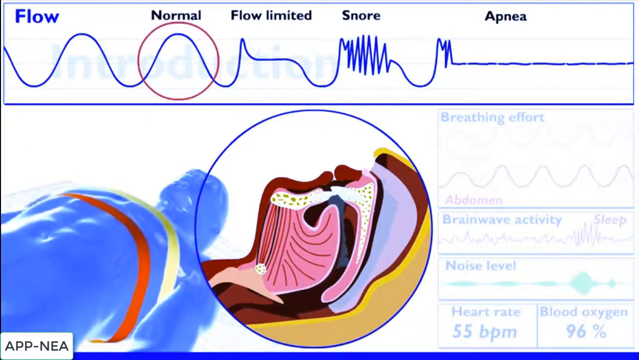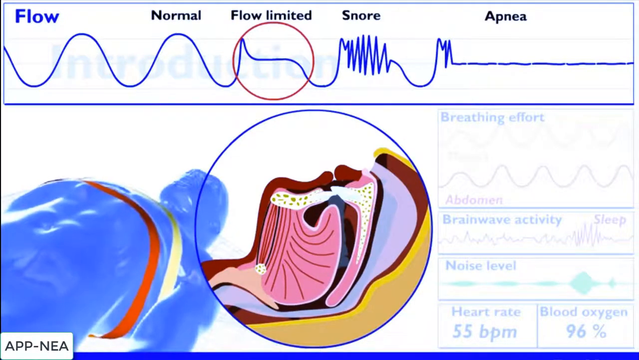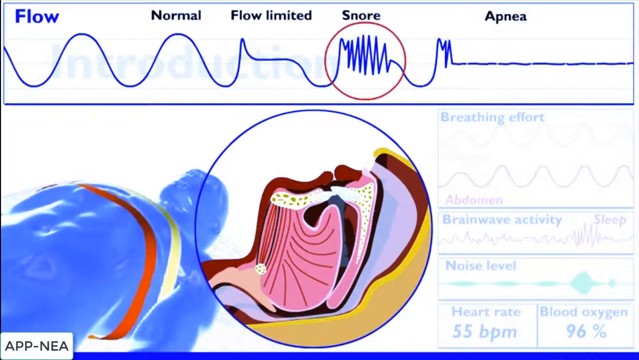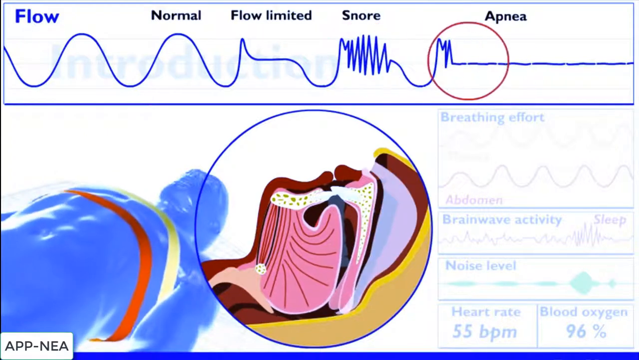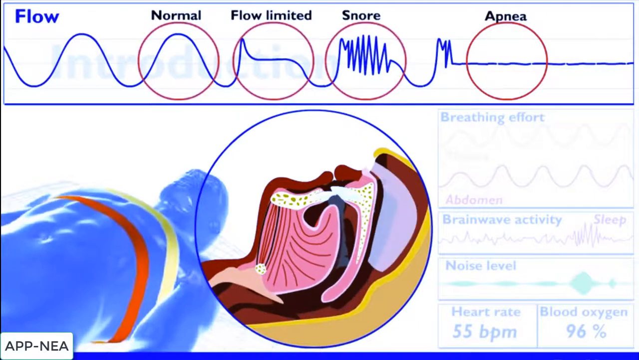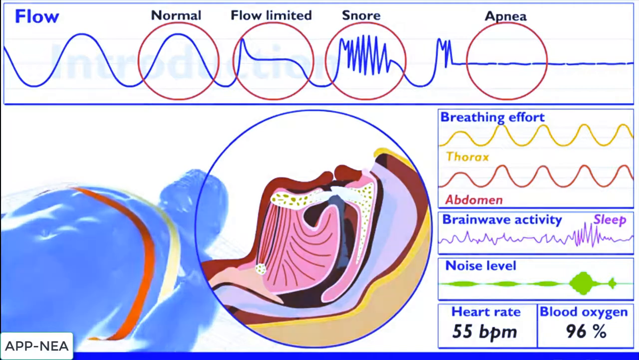It may be fully open, it may be narrowed to some extent, which we call flow limitation, it may vibrate, which is heard as snoring, or it may be completely blocked. This is called obstructive sleep apnea, or OSA. During this presentation, you will be able to see and hear how these changes affect your body.